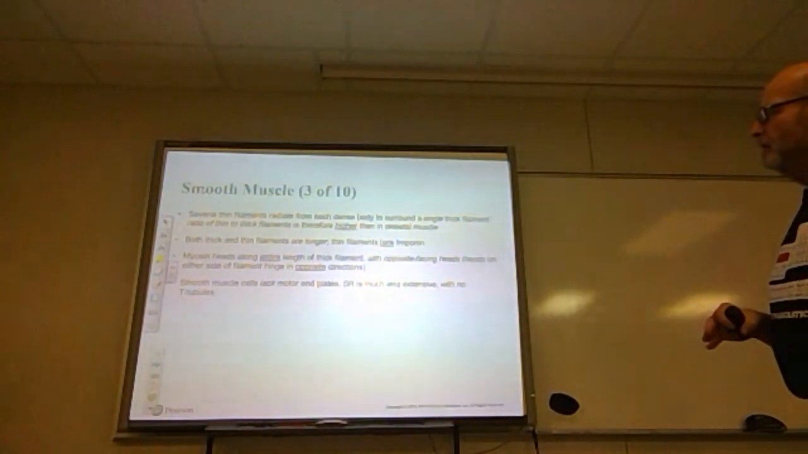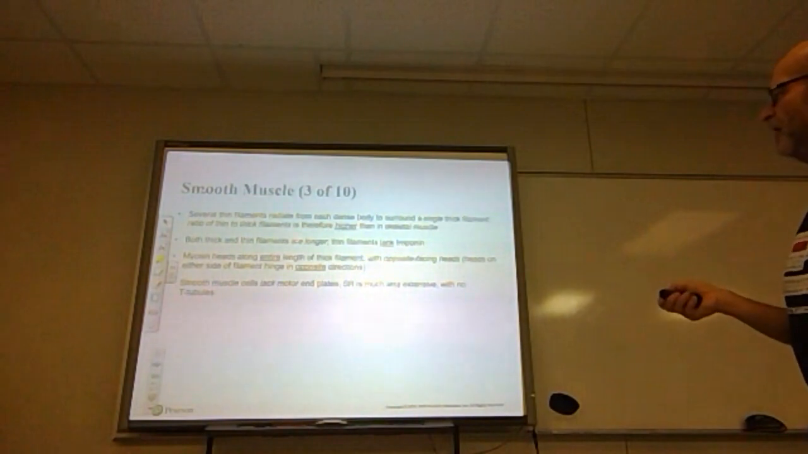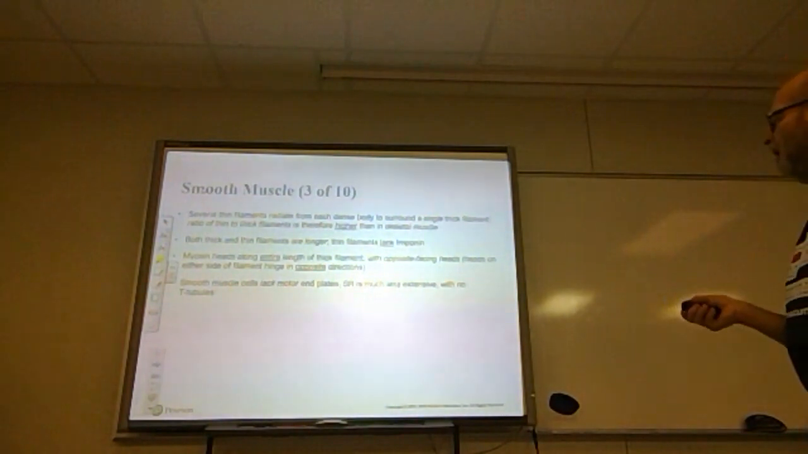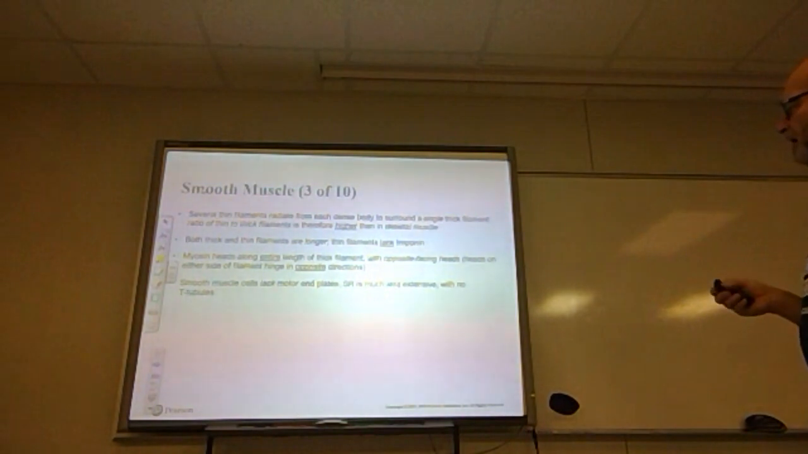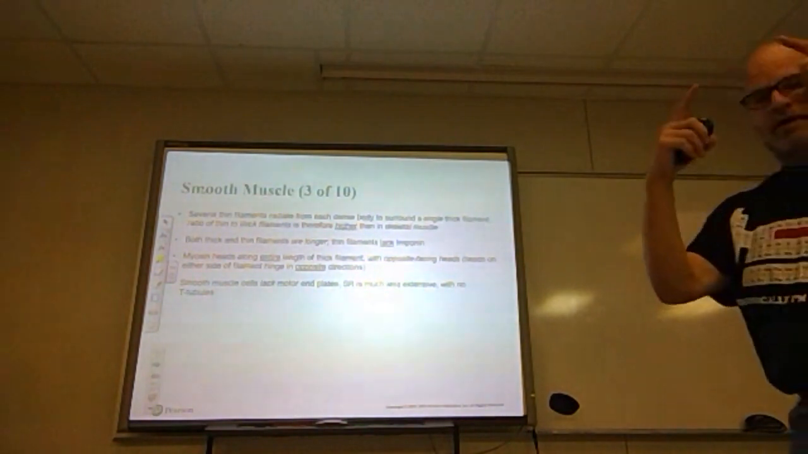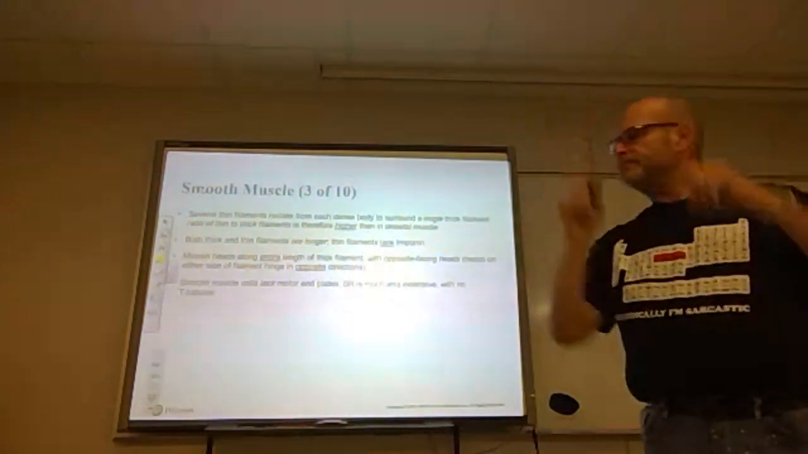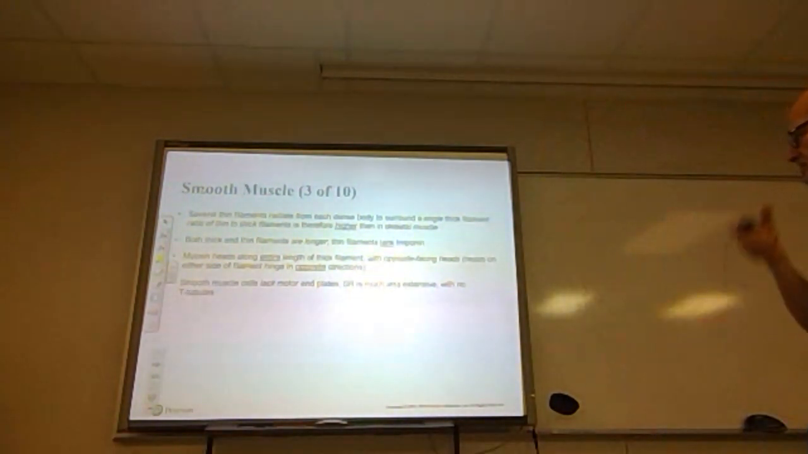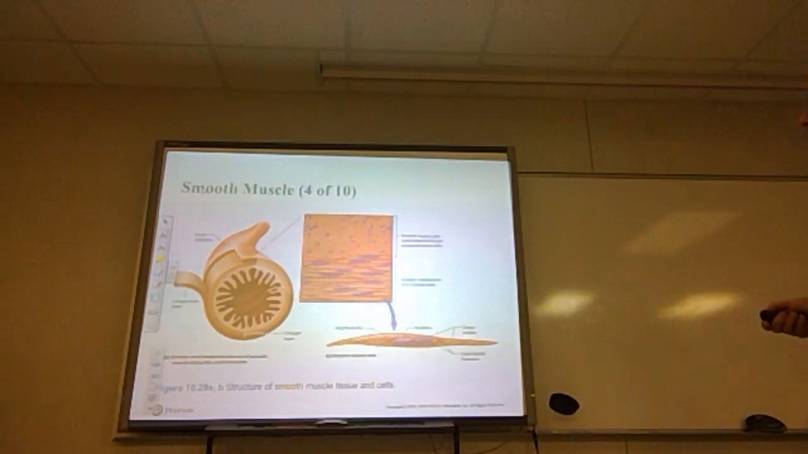Think back to the thick filament of the skeletal muscle. Those heads were only found on the ends. Here they're found on the entire length. They have opposite-facing heads on either side of the filament. In other words, instead of all pointing this way, they point this way. And smooth muscle cells lack motor end plates. Sarcoplasmic reticulum is much less extensive, and there are no T tubules.